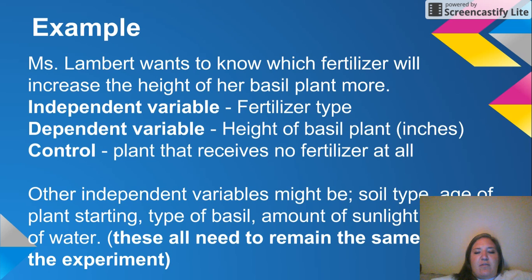Other variables for this experiment might be soil type, age of plant starting, type of basil, amount of sunlight, and amount of water the plant is given each day. These all need to remain the same across the experiment so that we know that these are not actually influencing the dependent variable.